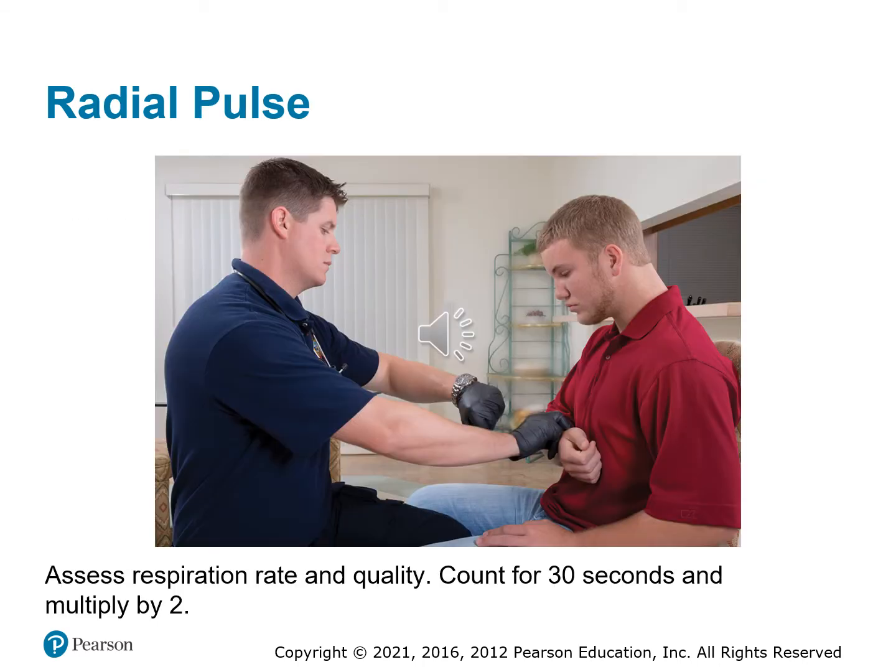Looks like Limmer has failed in their editing of the book, because if you read the picture down below, it says assess respiration, rate, and quality. Again, similarly to a pulse, you're going to count for 30 seconds and multiply it by 2. However, the image shows you a guy checking for a radial pulse, so disregard what the image is, but understand it's the same concept, whether it's respiration or pulse. 30 seconds, multiply it by 2.